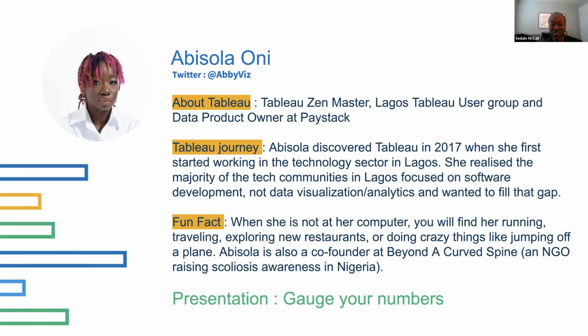She is running, traveling, exploring new restaurants, and doing crazy things like jumping off a plane. That's probably the only thing I wouldn't do with Abby. But otherwise, she's also the co-founder of Beyond a Curved Spine, which is an NGO raising awareness for scoliosis in Nigeria, which is awesome. Where do you find the time, Abby? Otherwise, I will let you speak on how to gauge your numbers.